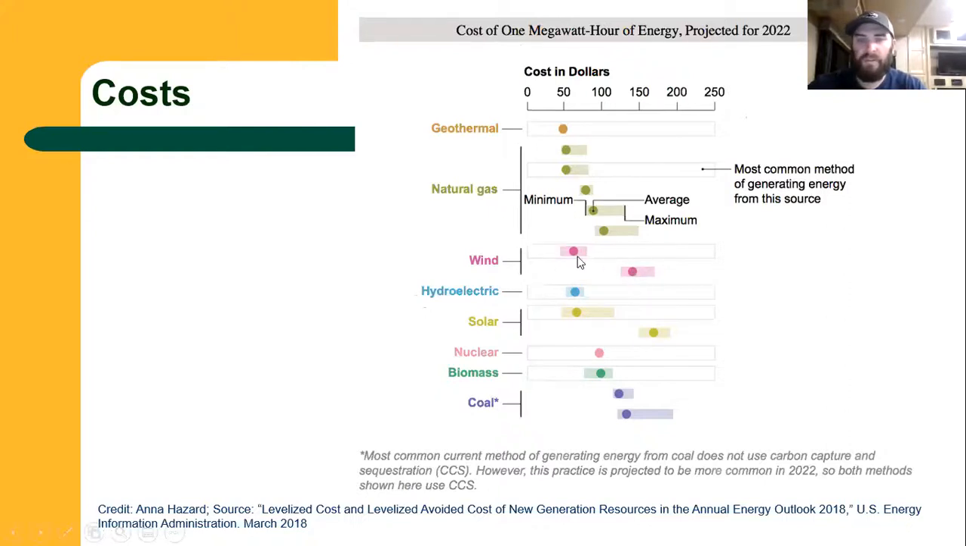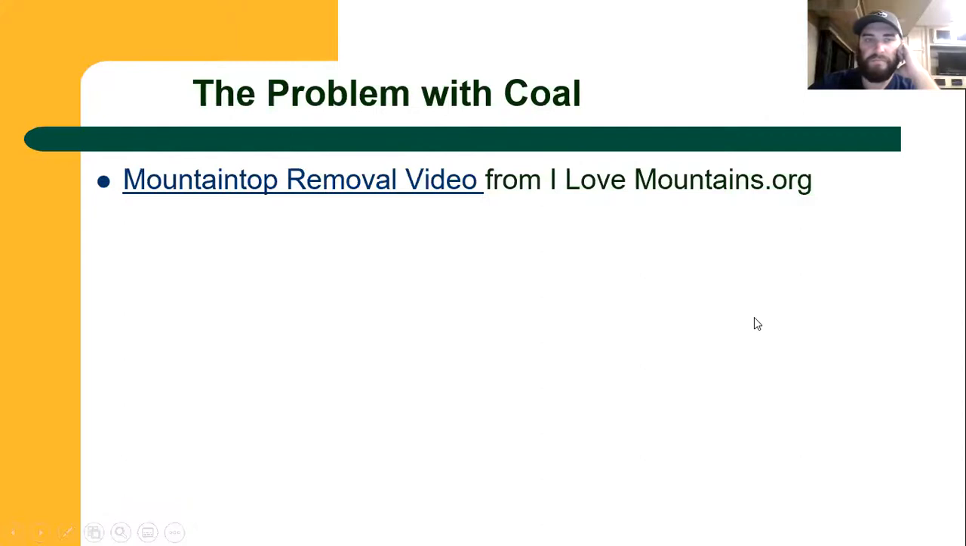Wind, it can vary, natural gas, and then solar as well. We'll talk about why these would vary, and it just depends on how much is available. And if you put it in a high available area, it could be very cost effective.